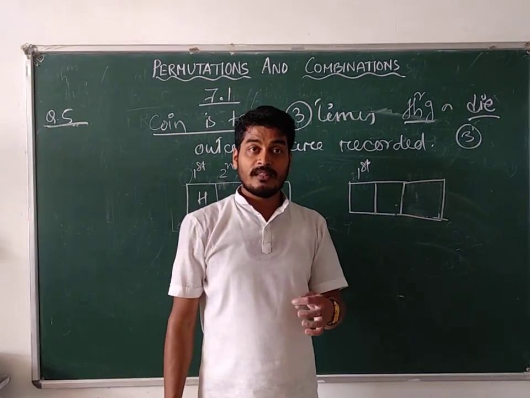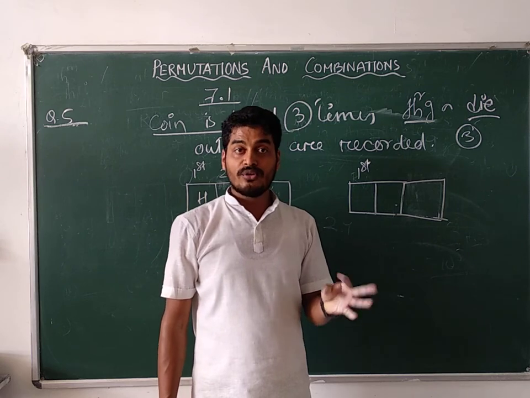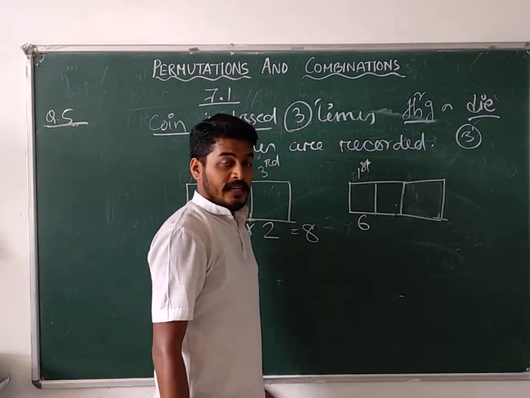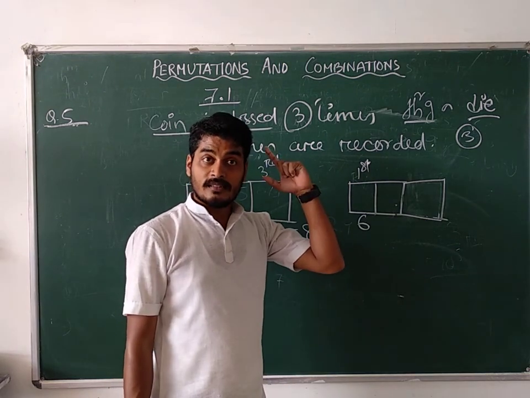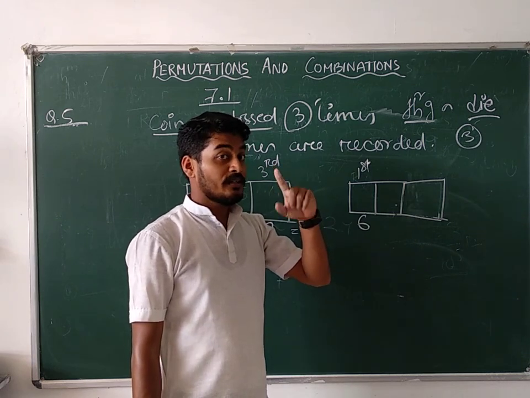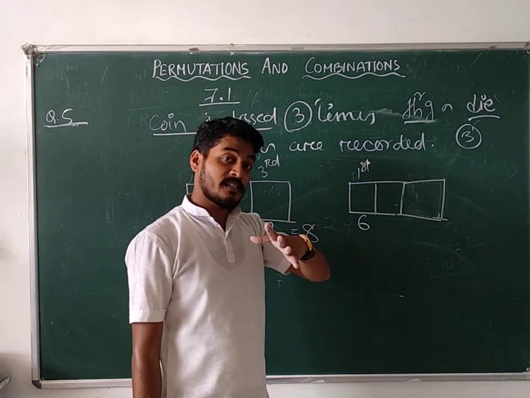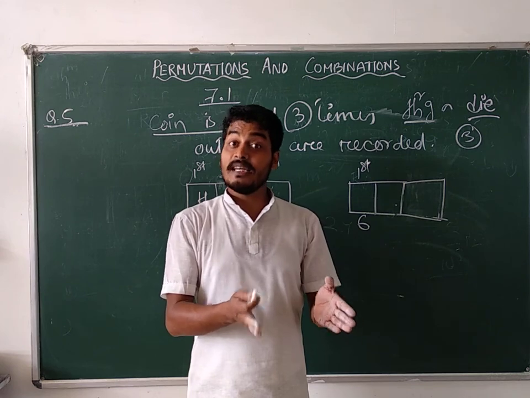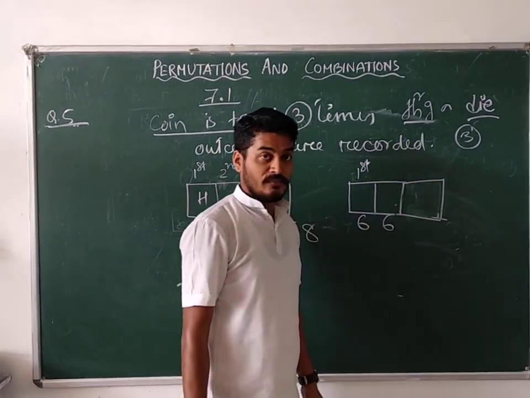If you throw the die, you may get 1 or 2 or 3 or 4 or 5 or 6. 6 possibilities are there. Again you have to pick up the die and throw it again. What will you get? Before seeing the result, either you are getting 1 or 2 or 3 or 4 or 5 or 6. 6 possibilities. It is not that if you got 6 the first time, you will not get 6 the second time. You may get 6 also. So 6 possibilities are there that you can fill out.